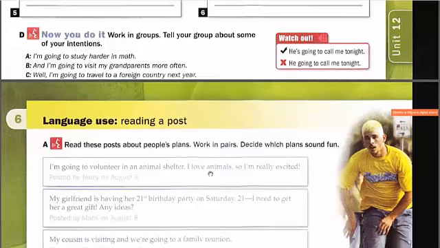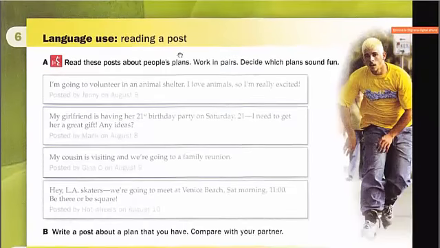Now let's continue, please. Language use, reading a post. Read these posts about people's plans, working in pairs. Decide which plans sound fun, okay? Which plans sound fun. Read, please, these texts. The first text is, I'm going to volunteer in an animal shelter. I love animals, so I'm really excited. What do you think? Posted by Jenny on August the 18th.